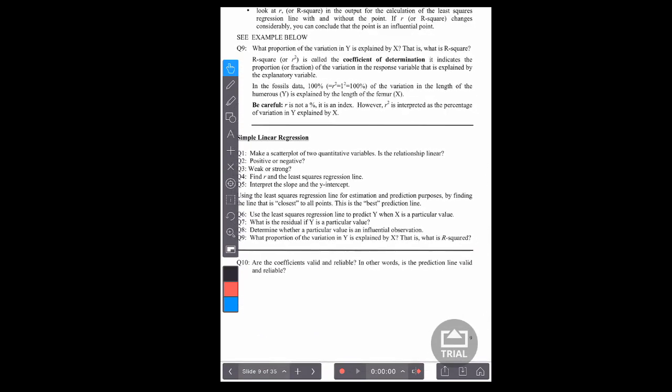What proportion of the variation in y is explained by x? In other words, what is r squared? This is called the coefficient of determination, and it's just r squared. So r goes from being an index into being interpreted as a percentage. Whenever I ask what is the proportion of the variation in y that is explained by the variation in x, or that is explained or determined by the least squares regression, that's how you do that.